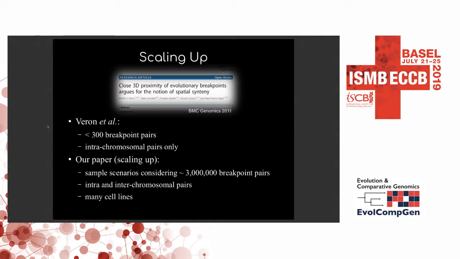Our paper scales up this study using new methodology, and I'll show you in a second how that is, but it has to do with sampling scenarios. By sampling these scenarios, we have about 3 million pairs that we can look at. We have results for inter and intrachromosomal pairs. We have many cell lines that we are able to compare.